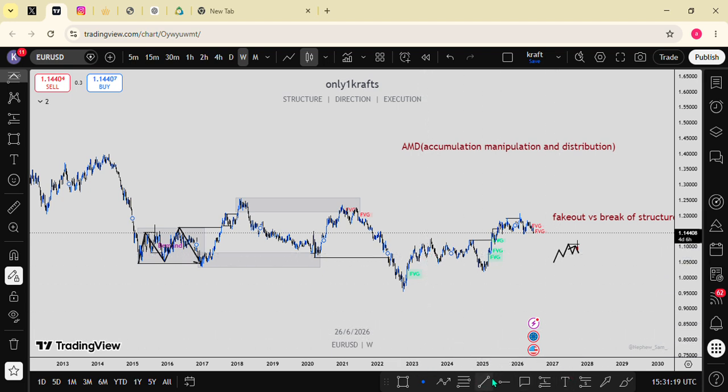What happened here again? We got a breakout structure to the upside, right? After we respected this low, look at this now. This is a market structure shift.